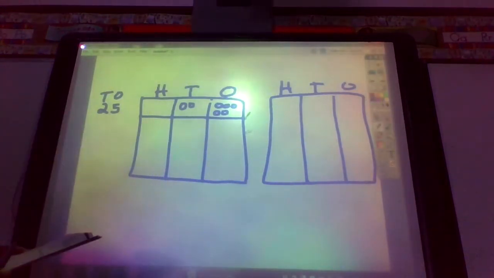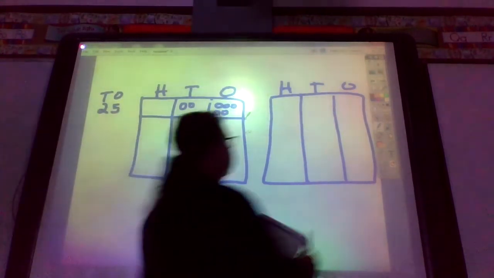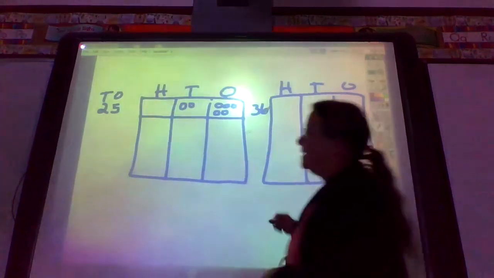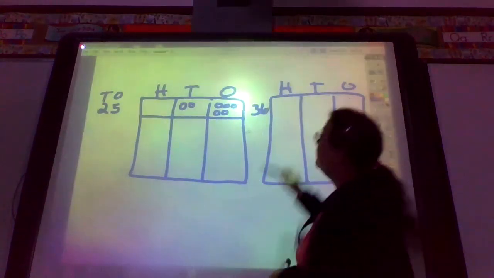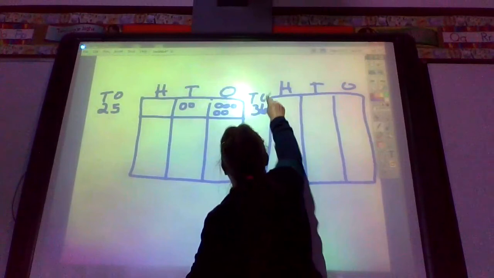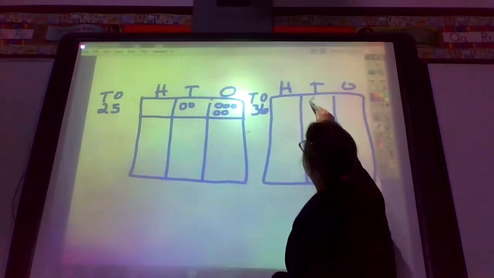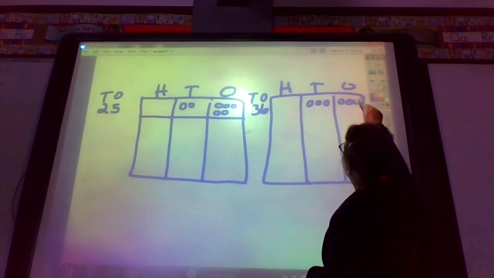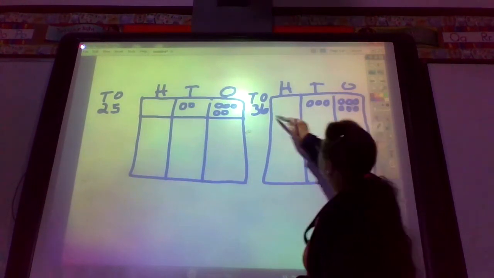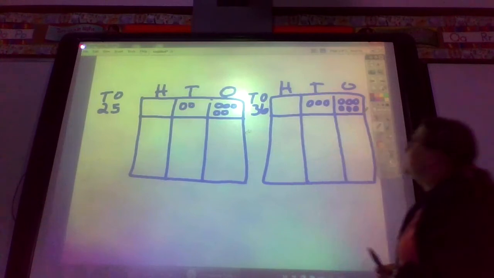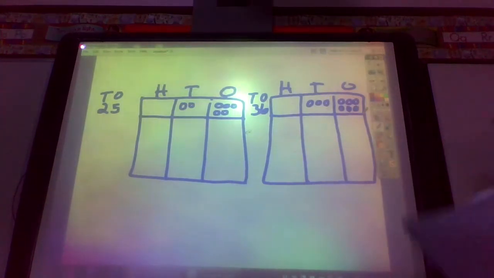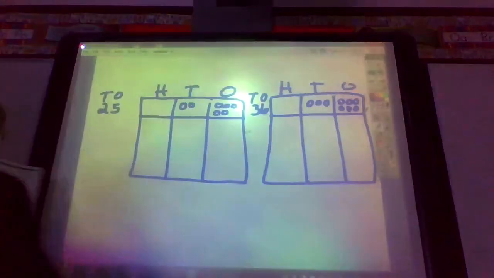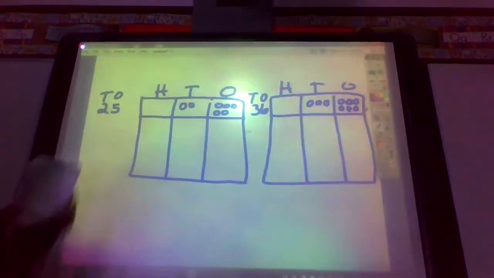Okay? Let's jump over here and let's do this side. This side, the number is 36. Okay, we need to label. I only have 2 numbers, so it's a 10 and a 1. How many tens? 3. How many ones? 6. So I'm drawing my place value. And that shows me 36.